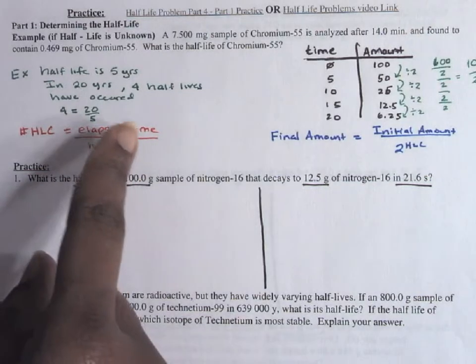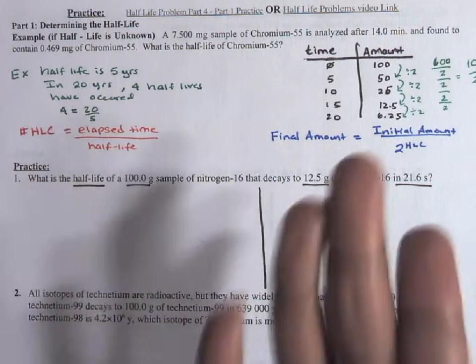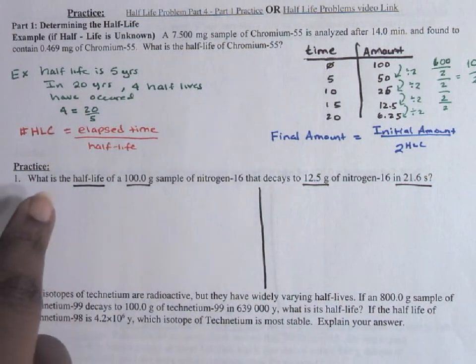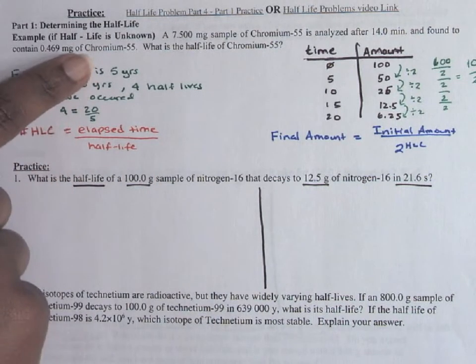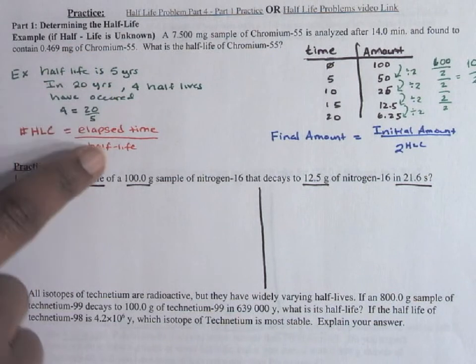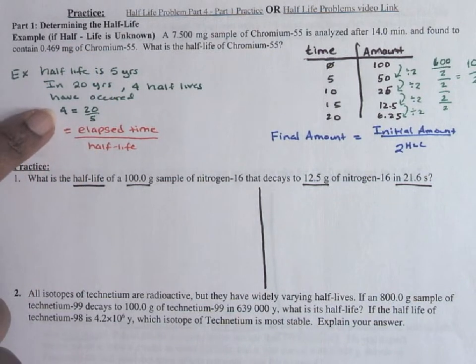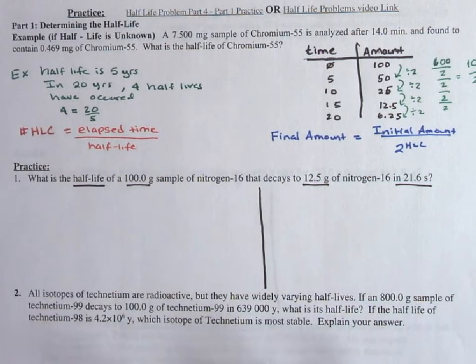So you know that you would have a lot less in 20 years because every 5 years it decreases by half. So you can do that math. You can count the number of half-lives by taking the total elapsed time, which is 20 years, and dividing it by the length of one half-life. So 20 divided by 5 gives you 4, and that will be the number of half-life cycles. So the number of half-lives and half-life cycles are the same thing.